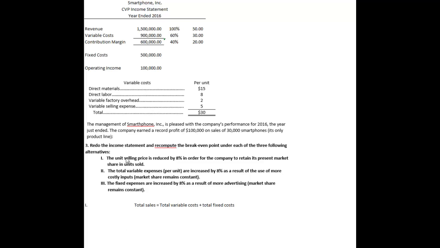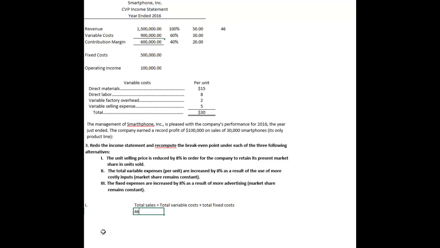For the first scenario, they say we drop the price by 8%, so that we can maintain our current market share because our customers are sensitive to the price. They want a lower price. So I'm going to take that same formula, total sales equals all my costs, variable and fixed, and say my sales price before was $50. Now it's going to be 92% of that, 8% less. So my sales price drops to 46.